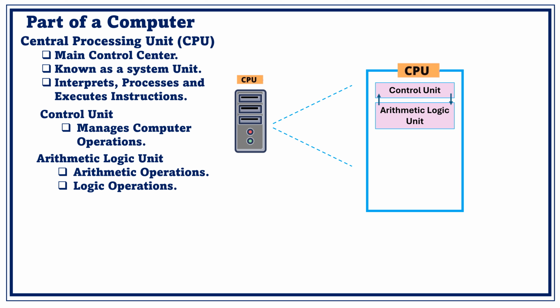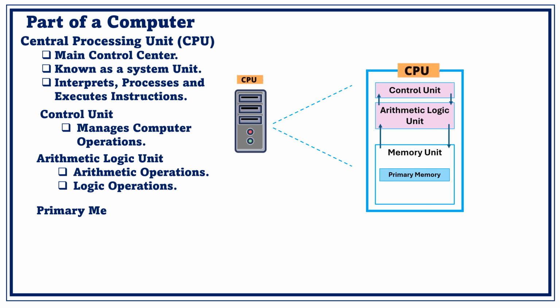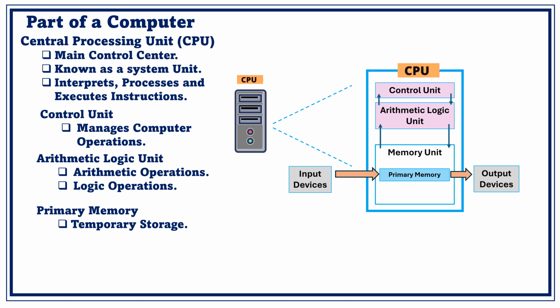As we move on, there is the primary memory. This is a temporary storage where data is held during execution of instructions, meaning that whenever you use a computer, whatever you are typing or doing at that time, if it's not saved, it is held in the primary memory. So whenever you restart your machine, anything that you have typed or done will be lost.